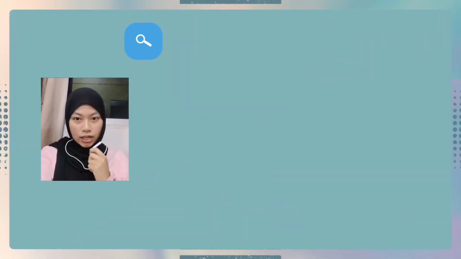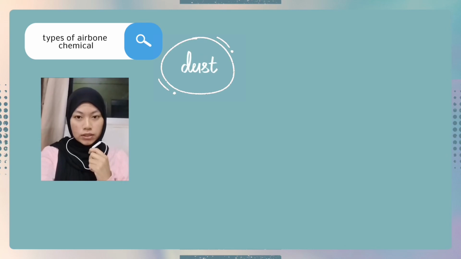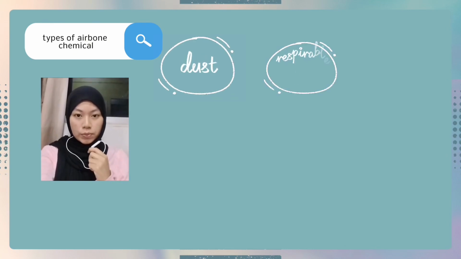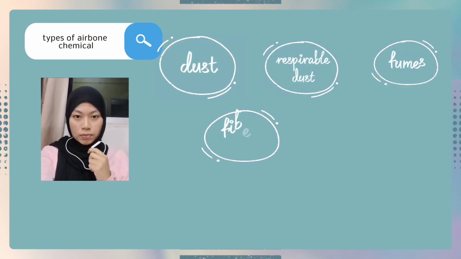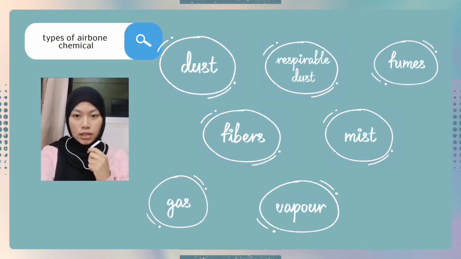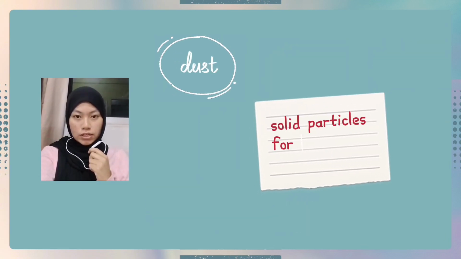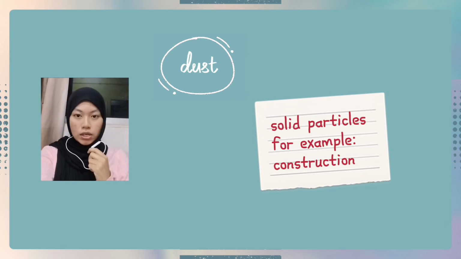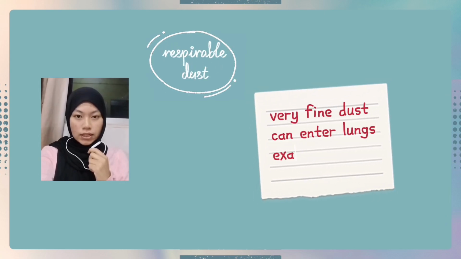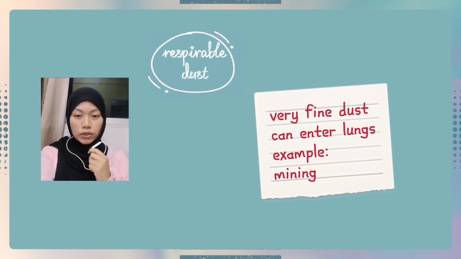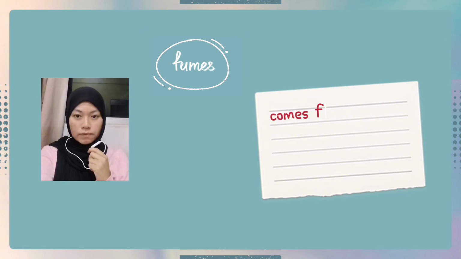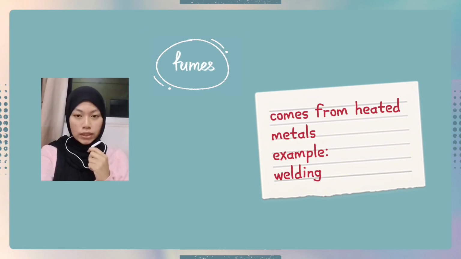For this slide, there are several types of airborne chemicals. These include dust, respirable dust, fume, fiber, mist, gas, and vapor. Dust is solid particles, for example in construction work. Respirable dust is very fine dust that can enter the lungs, commonly found in mining. Fumes come from heated metals, like in welding.